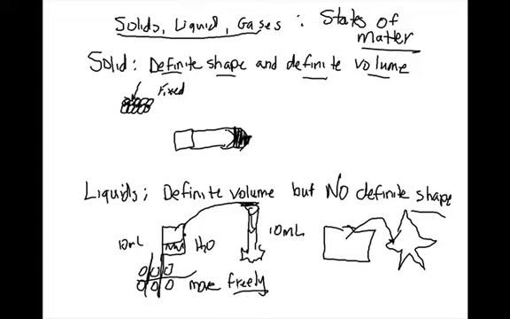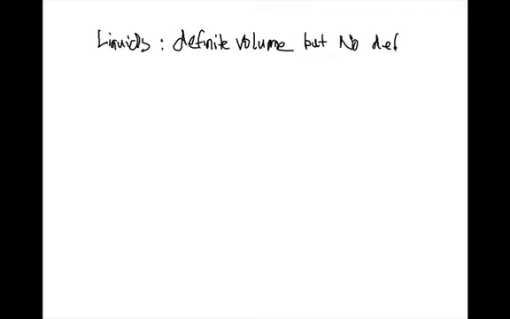Now we break down liquids a little bit further, so let's go back and look at liquids and how easily they move. Liquids, we said, have a definite volume but no definite shape. But we base a lot of our liquids on how easily something can flow, and so we'll refer to things like that as being a fluid.